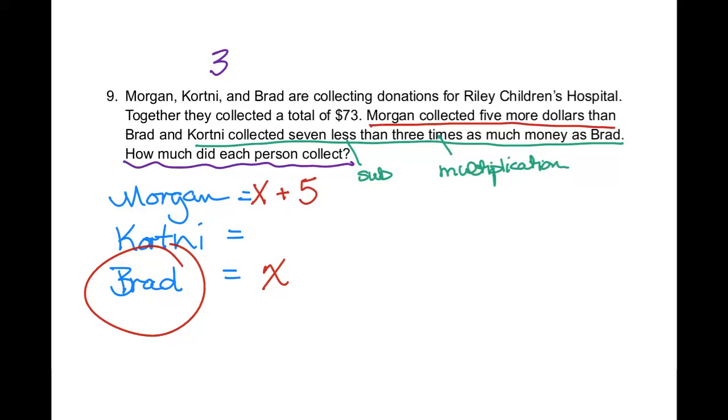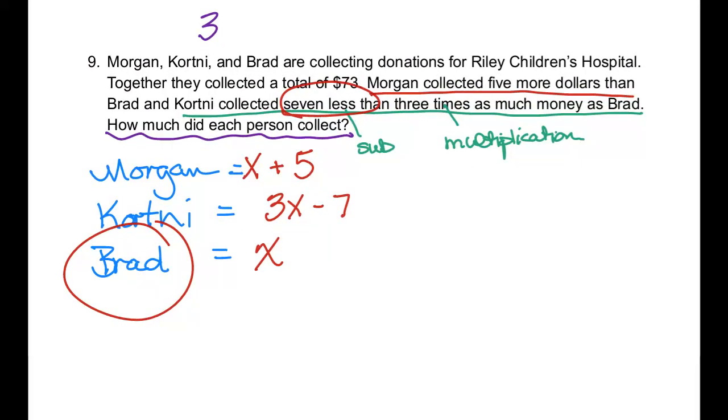When you do order of operations, which do you do first? Do you do subtraction first or multiplication? Multiplication. So how do I show 3 times as much money as Brad had? 3x. And how do I show 7 less than that 3 times as much? -7. So these are all the expressions for how much each person collected, and the bottom line, the total that they collected was 73. Where is that usually going to fall in your equation?